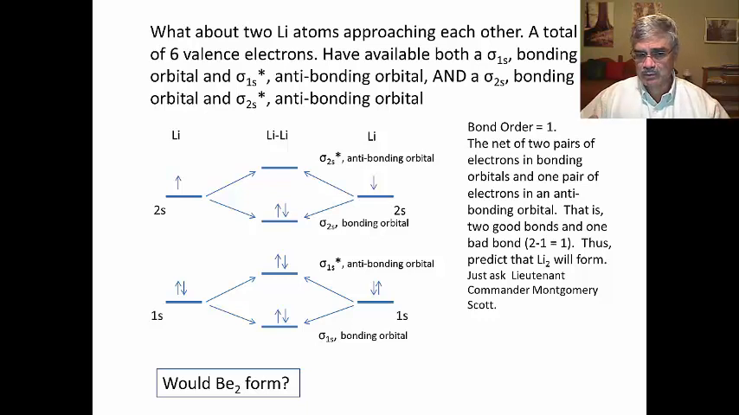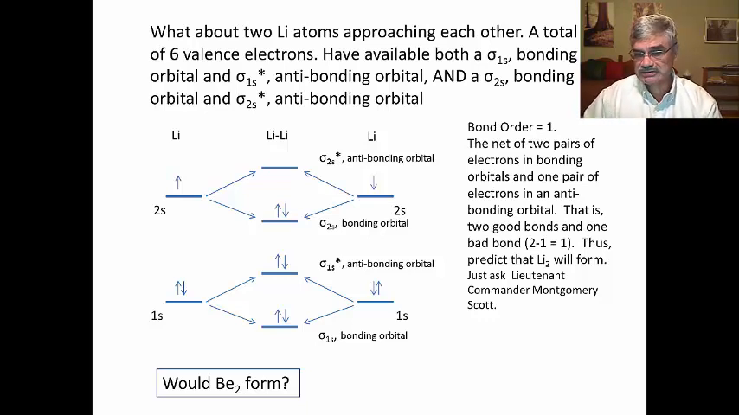So just as with the 1s level, we could have a sigma 1s bonding orbital and a sigma 1s star anti-bonding orbital. Likewise, when we get to the 2s's, we could have a sigma 2s, you see, the 2s, because that sigma bond came from electrons that were in the 2s orbital of the individual atoms. We could have a sigma 2s bonding orbital and a sigma 2s star anti-bonding orbital. Okay, so we distribute the 6 electrons.